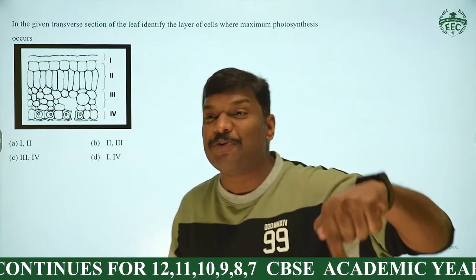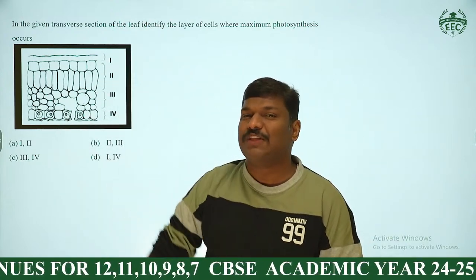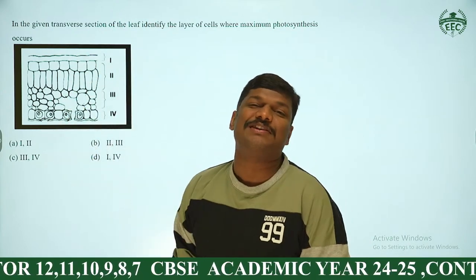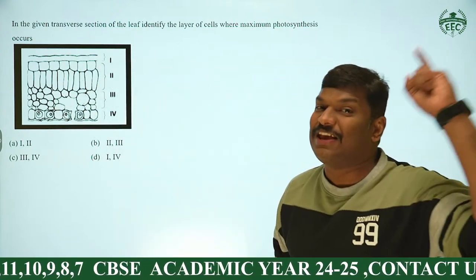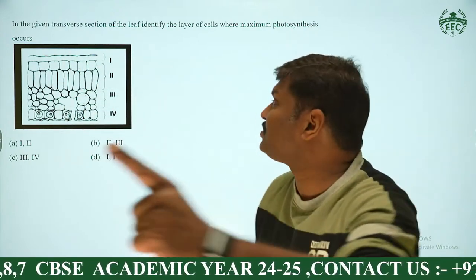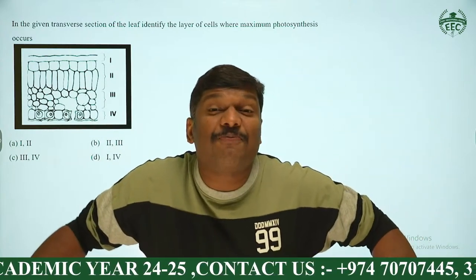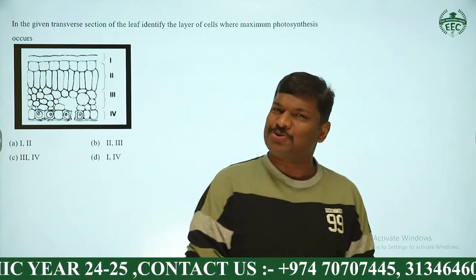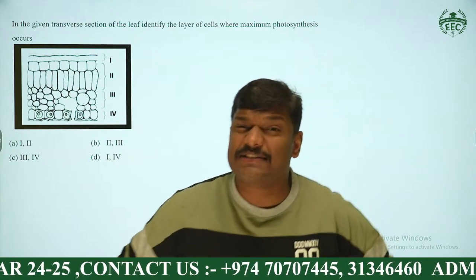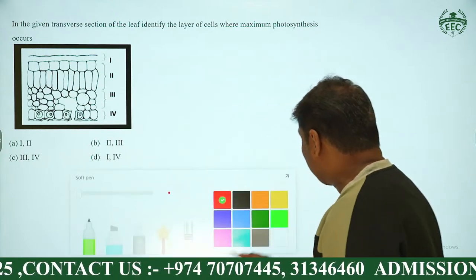And inside the leaf, when you take a cross section of the leaf, these are the parts you can see, my dear student. And what is the question? In the given TS, transverse section of the leaf, identify the cells where maximum photosynthesis takes place. It's an important question, right? Look at the board, my dear students.